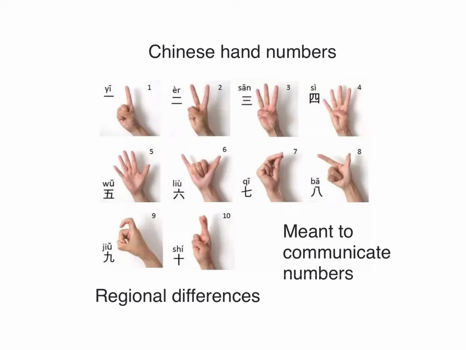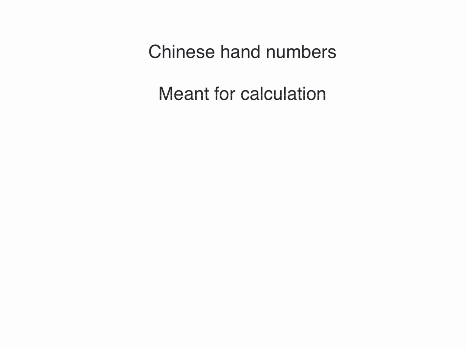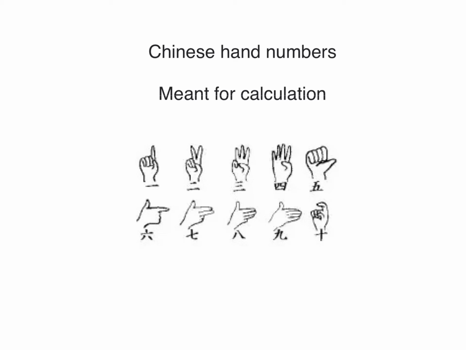But the general idea of this kind of a hand numbering system is that it's meant to communicate numbers. It's not meant to do any kind of calculation. But there are hand numbering systems that are meant for calculation. Here is one of them. So we have 10 numbers that are represented by the hands, but it's a little bit different than what we would generally think of when we're counting up to 10 on both hands.